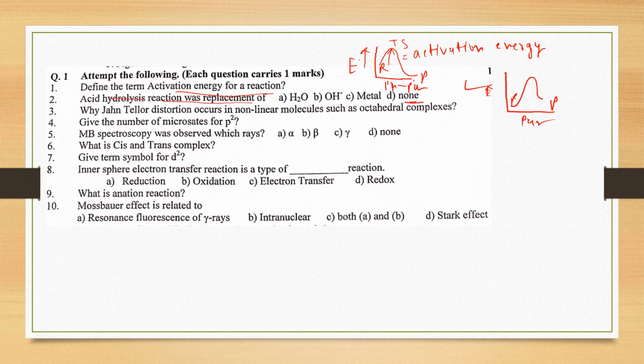Why does joint distortion occur in non-linear molecules such as octahedral complex? Because of asymmetrical arrangement.